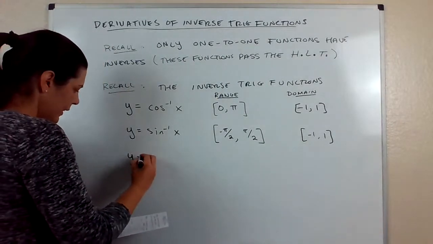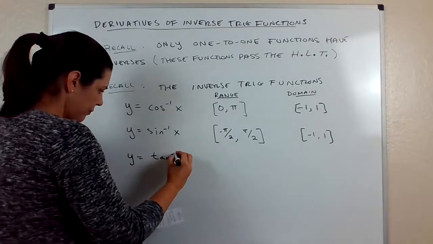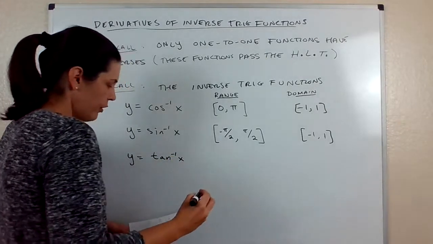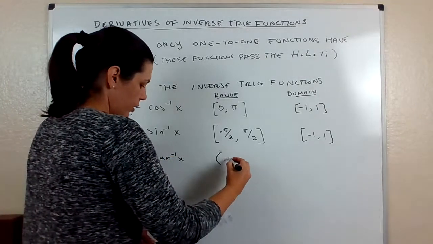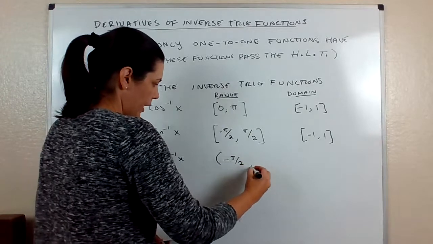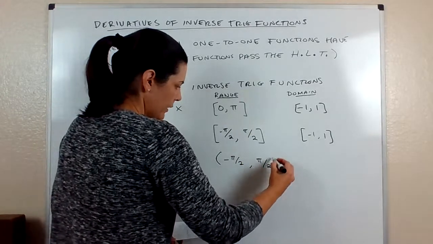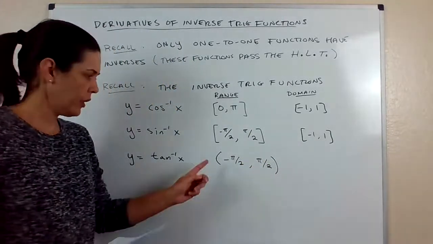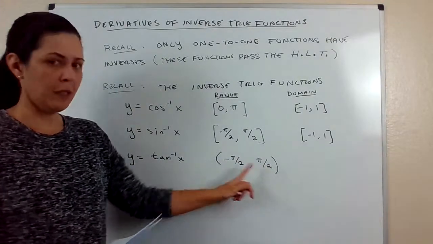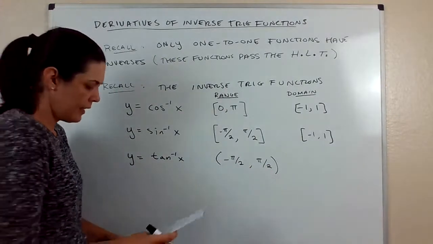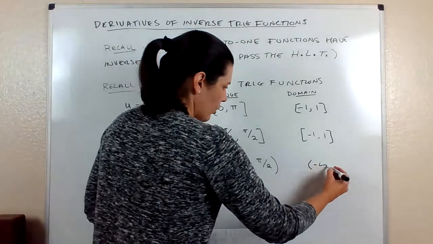The next is tangent inverse. And for your tangent inverse function, the range goes from negative pi over 2 to pi over 2, but with parentheses, meaning we don't actually ever equal the endpoints here. And then the domain is all real numbers.